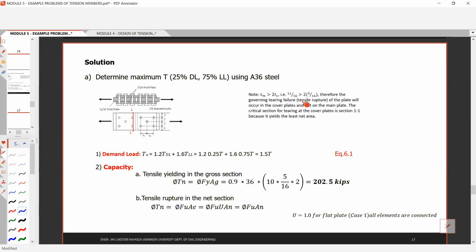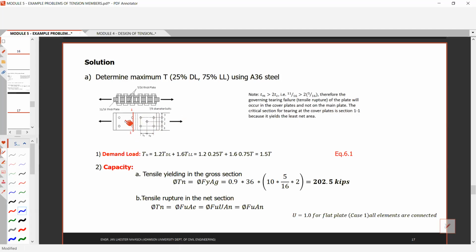Therefore, the governing tearing failure, or the tensile rupture of the plate, will occur on the cover plates and not in the main plates. So the critical section for tearing at the cover plate is at section 1,1 because it yields the least net area. If you solve for this line and this line, the least net area is line 1,1.